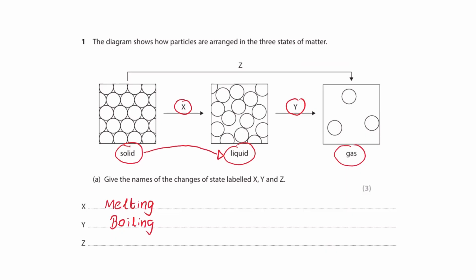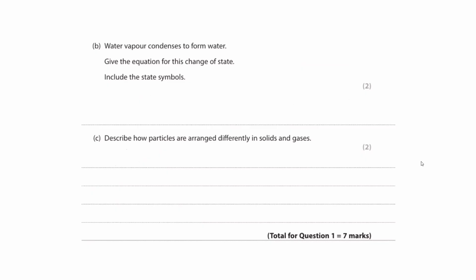Then the last one, process Z. A solid directly turns to a gas, skipping the liquid phase. When a solid directly turns to a gas, skipping the liquid phase, we call that process sublimation. So we have the answers. X is melting, Y is boiling, and Z is sublimation. So this is a very easy question.